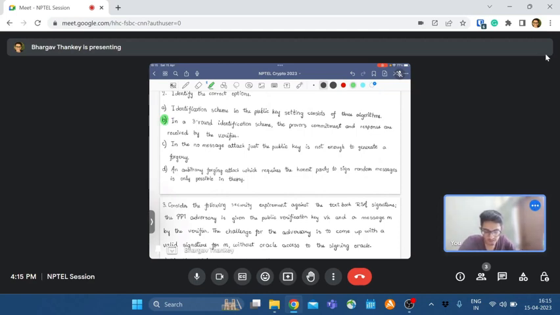Option C is in the no message attack, just the public key is not enough to generate a forgery. Well, this is false because this is exactly what happens in a no message attack. You just use the public key to generate a forgery without even having to query the signing oracle at all. So yeah, C is false.